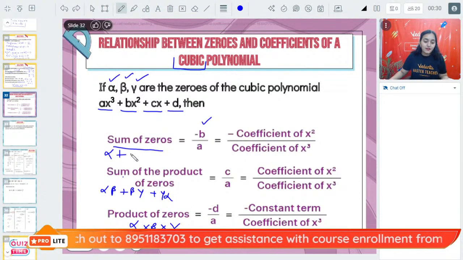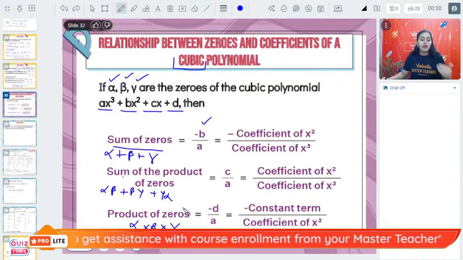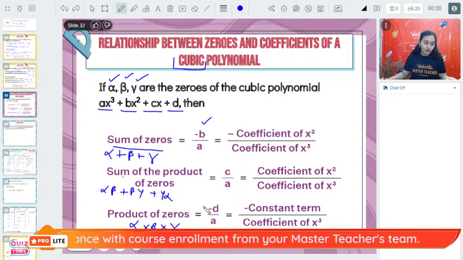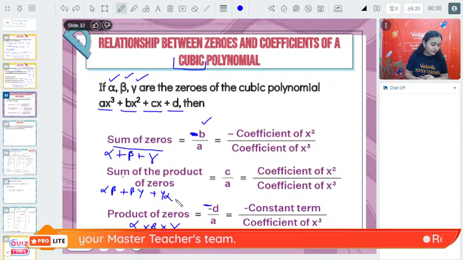Everybody memorize the formula. Sum of zeros alpha plus beta plus gamma is minus b upon a. Sum of product of zeros is c upon a, and product of zeros is minus d upon a. Remember, minus, minus. All right.